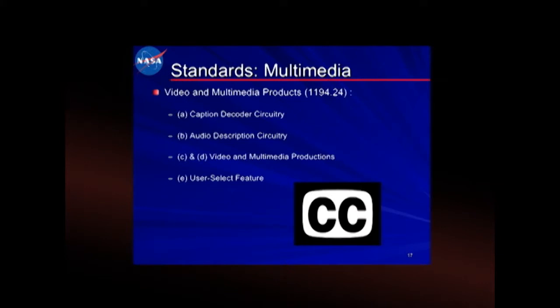We talked about web, and there is a standard in the web standards specifically for multimedia, but there's also separate standards for multimedia itself. A and B basically is just saying that your TVs or devices have to have some type of captioning decoder or some type of audio description circuitry so that C and D will work. And C and D says that video and multimedia productions need to have some type of captioning and also audio descriptions. Pretty much what we talked about earlier.